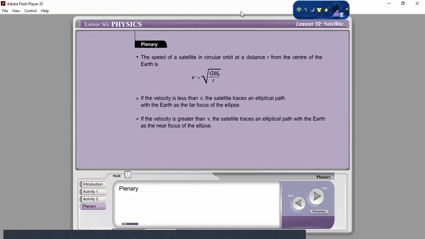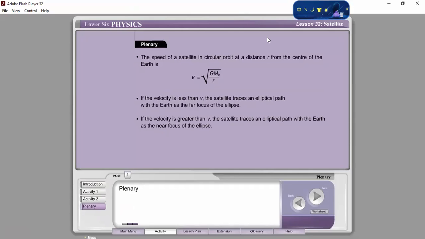The speed of a satellite in circular orbit at a distance r from the center of the Earth is v equal to the square root of G M_E over r. If the velocity is less than v, the satellite traces an elliptical path with the Earth as the far focus of the ellipse. If the velocity is greater than v, the satellite also traces an elliptical path, again with the Earth as the near focus of the ellipse.